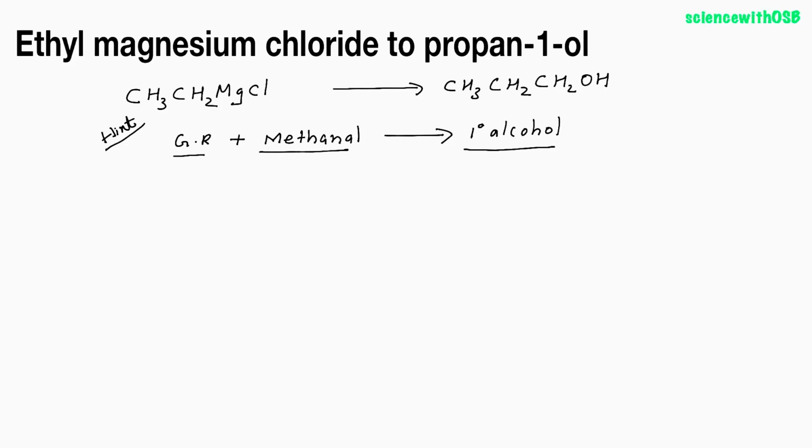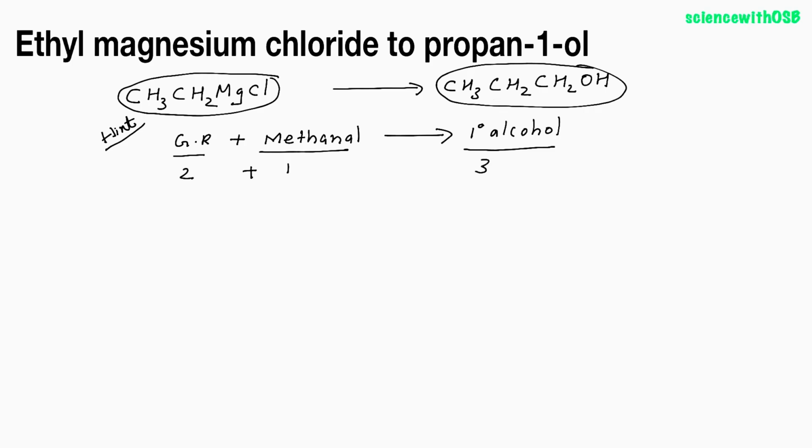Okay, and also you have to cross check the number of carbons. See, in the Grignard reagent how many carbons are there? 2. Okay, and in the primary alcohol how many? 3. So 2 plus 1, 3. Okay, so it fits perfectly. Now we can do the conversion. So the Grignard reagent is what? CH3, CH2, MgCl. Correct?